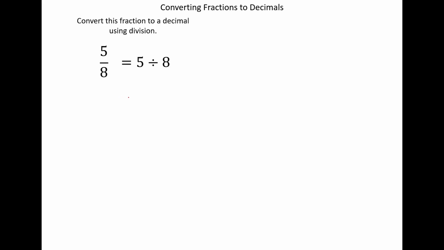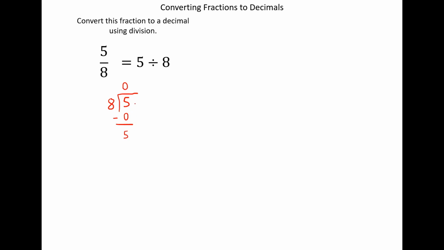So if you recall for long division, the 5 goes on the inside and the 8 goes on the outside because the 5 is the numerator. The numerator always goes on the inside of my long division, and the 8 goes on the outside because it's the denominator. Hence now, let's ask ourselves this question. How many times does 8 go into 5? In this case, it would be 0 times because 8 times 0 is 0. So now I have 5 minus 0, which is 5.